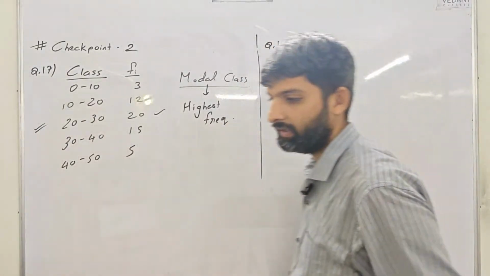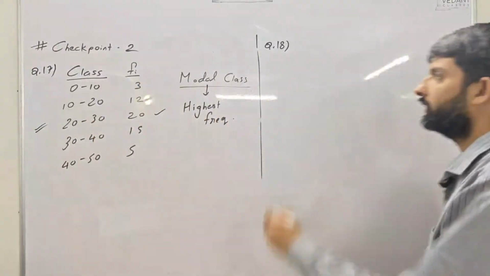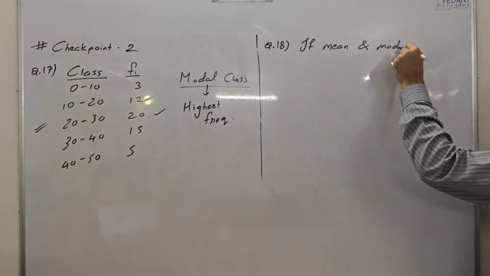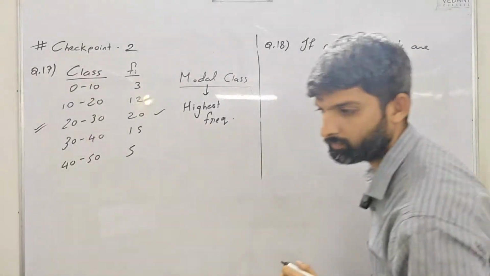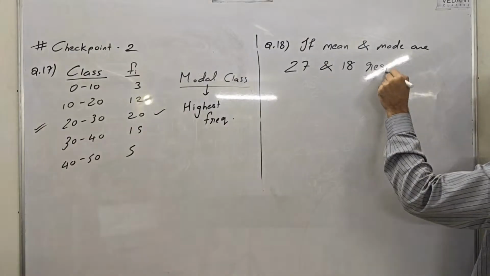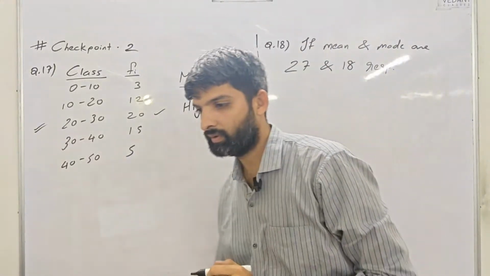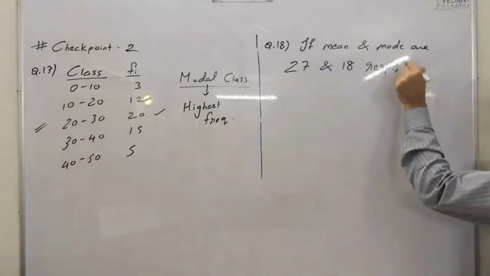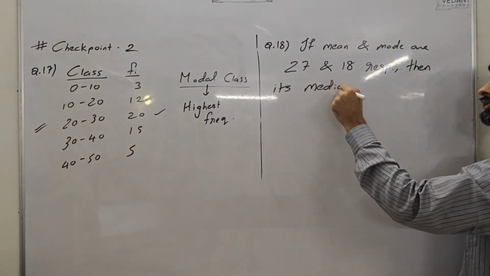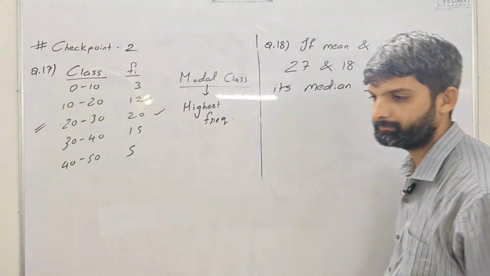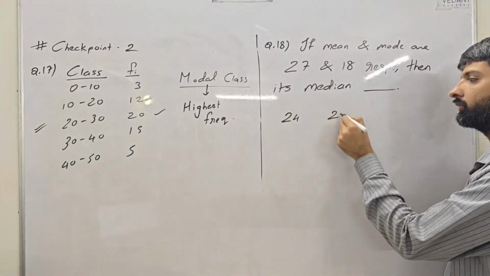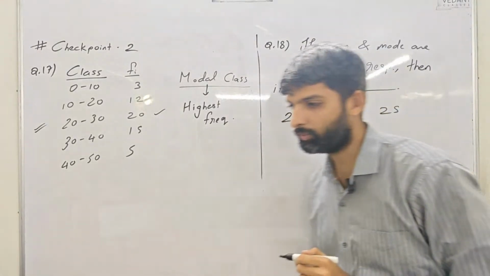Question 18. If mean and mode are 27 and 18 respectively, then its median is blank. Options: 24, 22, 25, and the last option is 20.